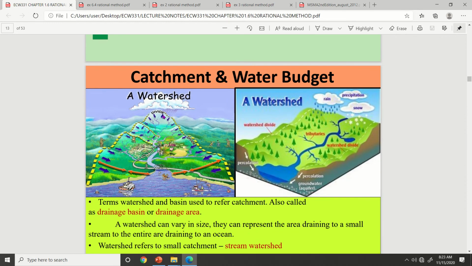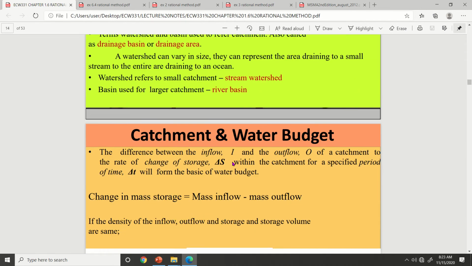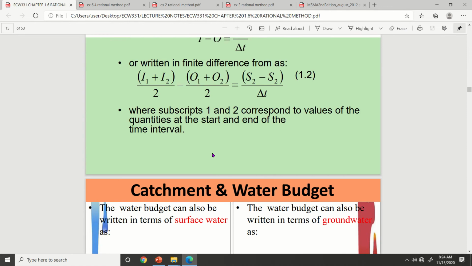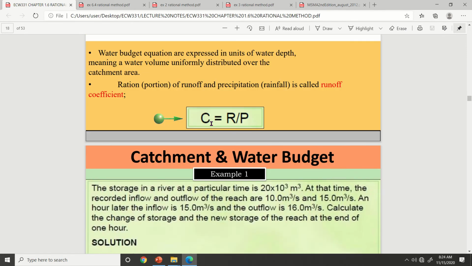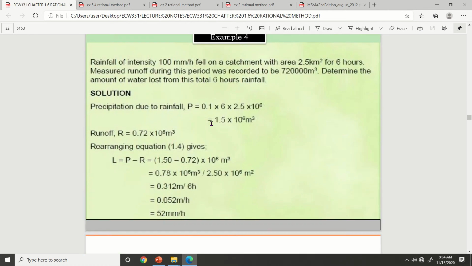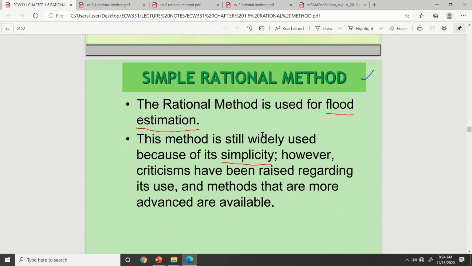Okay, for the catchment and water budget, each mountain we will divide into two to get the catchment area, right? Also called drainage basin, drainage area, stream watershed or river basin. So you have to know that change of storage is equal to inflow minus outflow. This equation you have to remember. Right, so this example you have to know how to do it, and we enter the simple rational method.